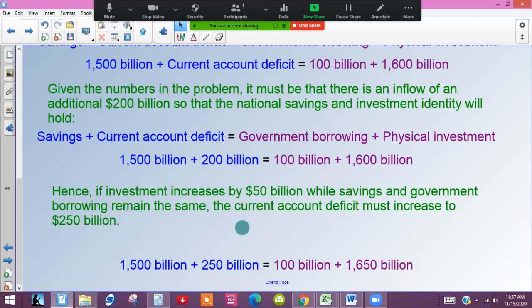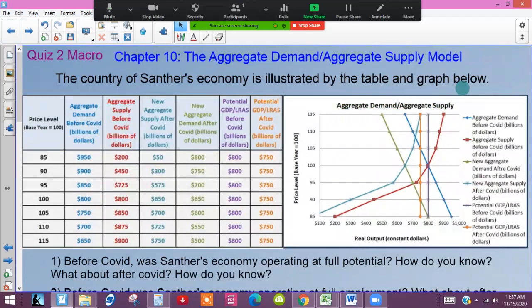Okay. All right. And the last problem we're going to do is from chapter 10, aggregate demand, aggregate supply. And we have a table and the graph, right? So let's look at this. So we've got the price level, and we have the aggregate demand curve right here in blue before COVID-19 happened, and we have the aggregate supply before COVID.